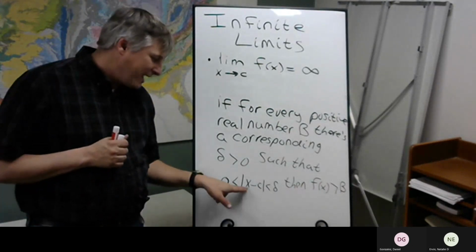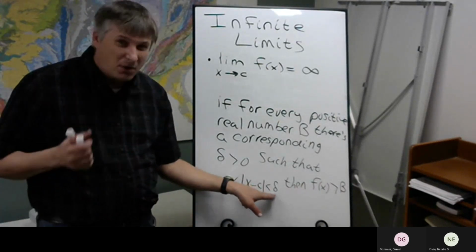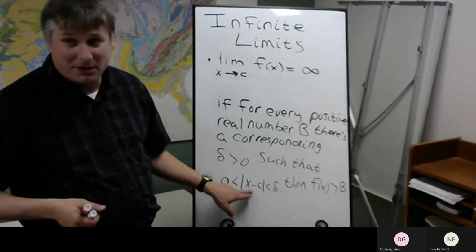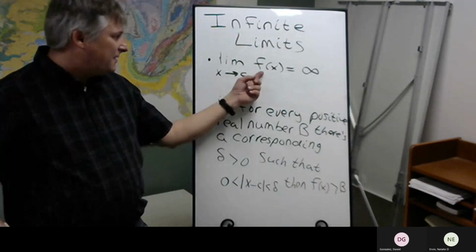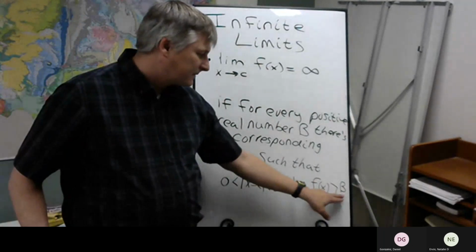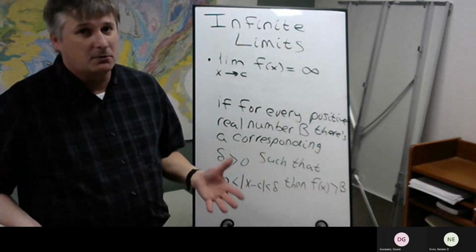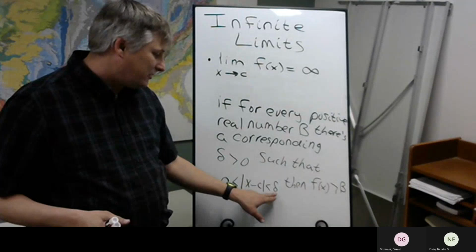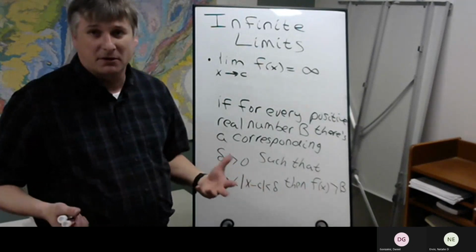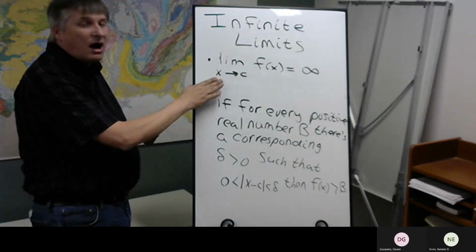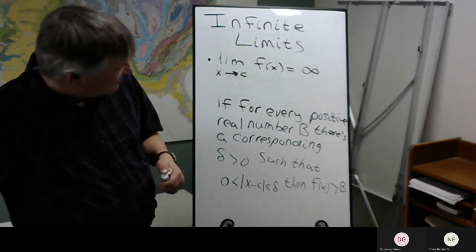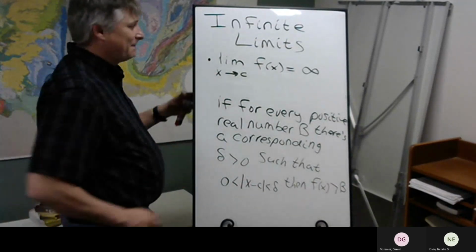So the closer x gets to c, like if this delta gets smaller and smaller, this distance needs to be getting smaller and smaller. So the closer you're getting to c, this is getting bigger and bigger. Because B, you can make any big number you want. You'll just find a delta that's small enough to make everything work out. So that's the idea of going to positive infinity. So what about negative infinity?